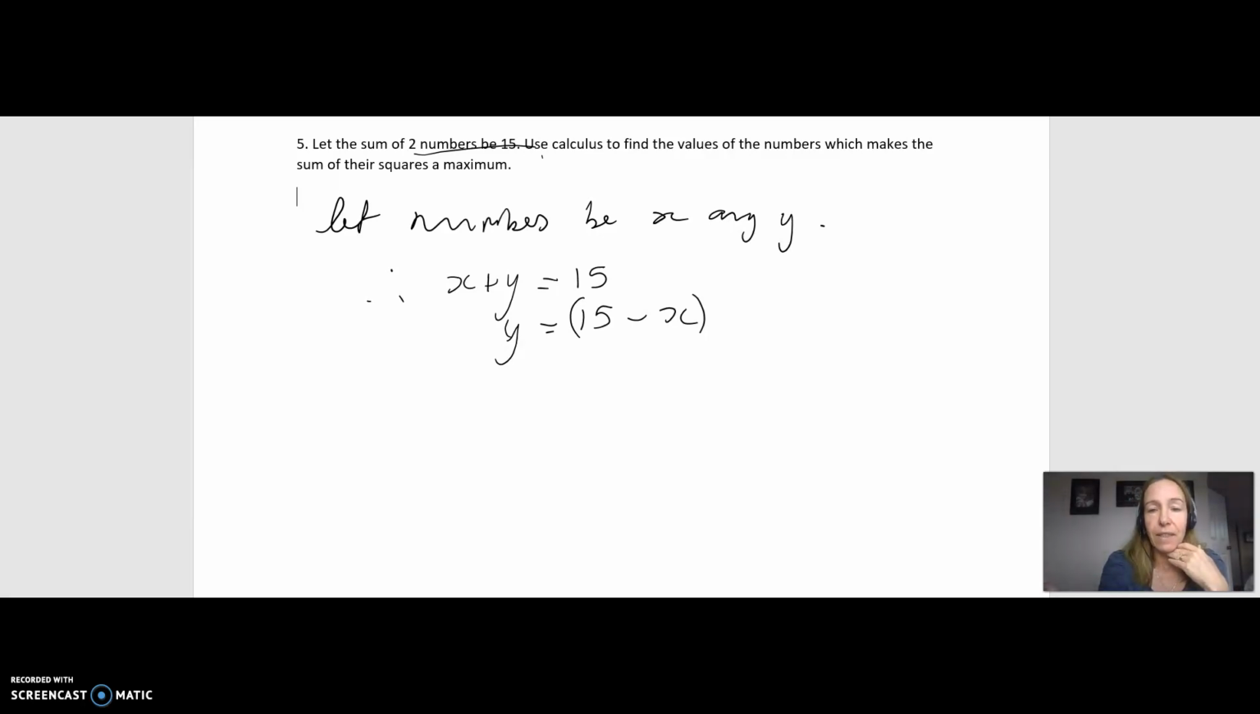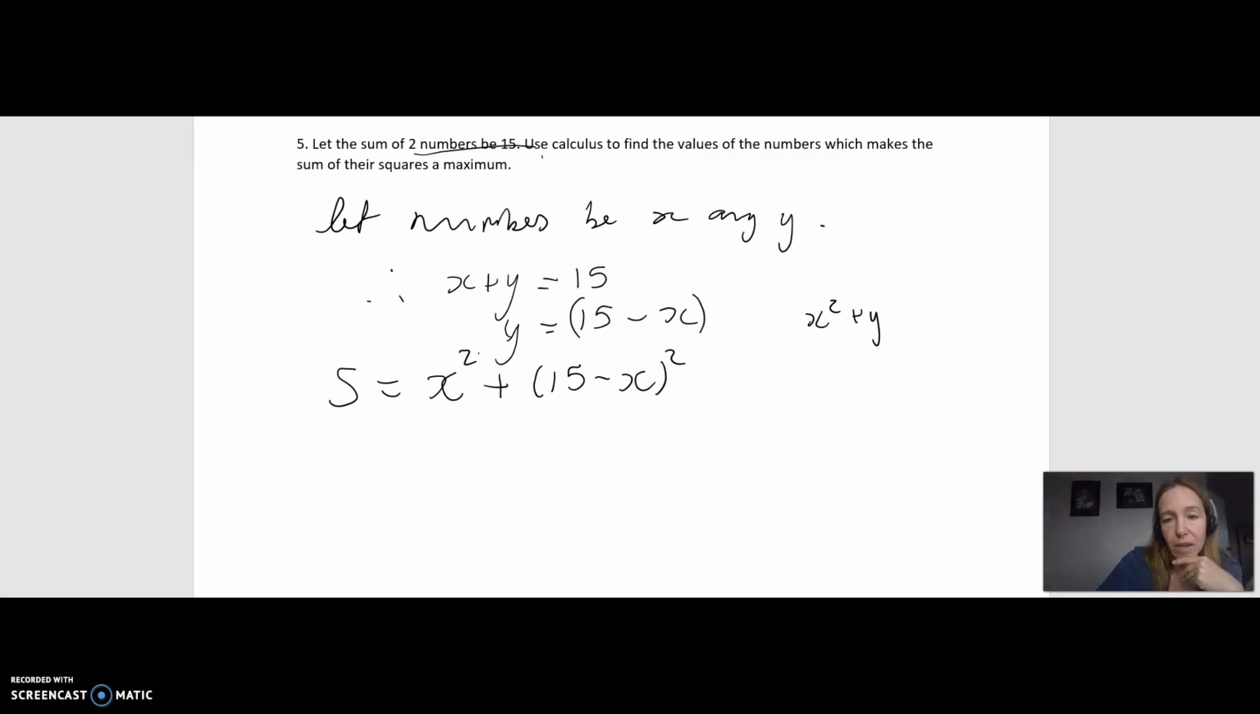Use calculus to find the values of the numbers which make the sum of their squares a maximum. So the sum is equal to the sum of their squares: the square of x plus the square of y, which is 15 minus x, all squared. So that's what I'm finding, and I've just substituted 15 minus x for the y. Okay, that's the hard part. Now you're just doing what we normally do.